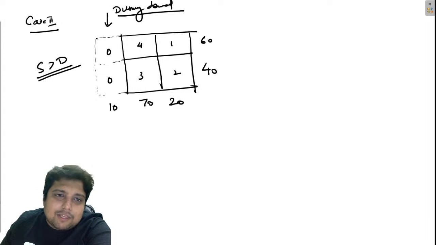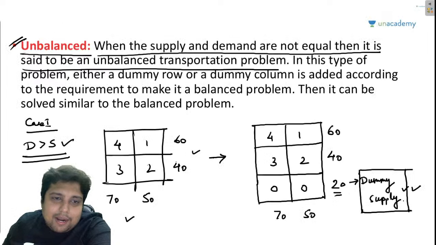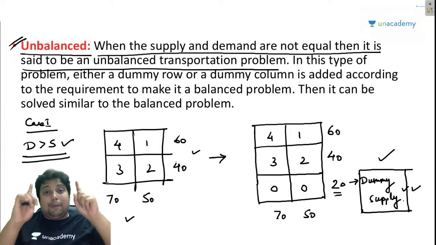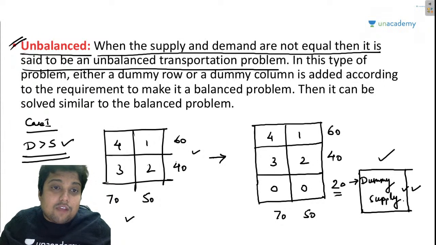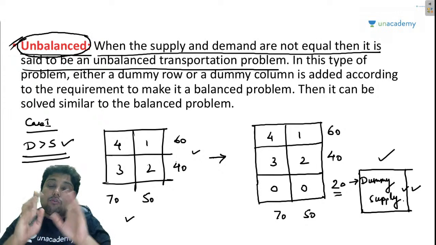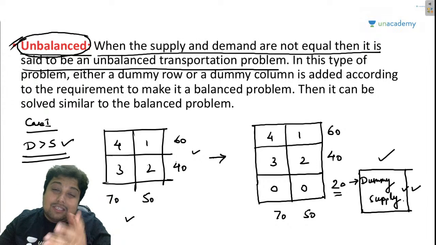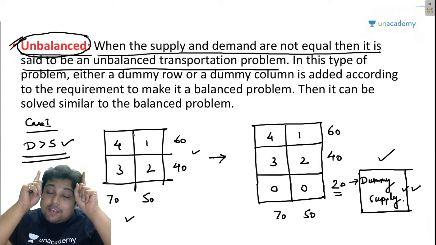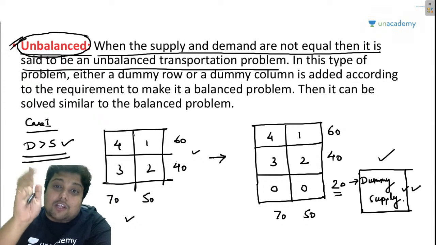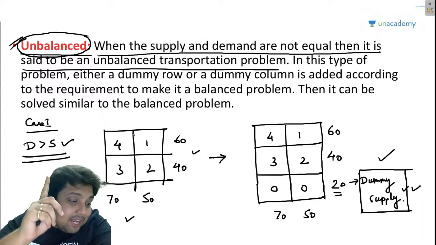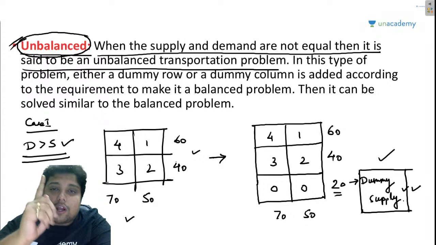So whenever, remember, supply is greater than demand, add a dummy demand, and whenever demand is greater than supply, add a dummy supply, because we cannot solve an unbalanced transportation problem using the transportation algorithm. So remember, this is always going to be the first step. Whenever you have a transportation problem, please check whether the problem is balanced or unbalanced.